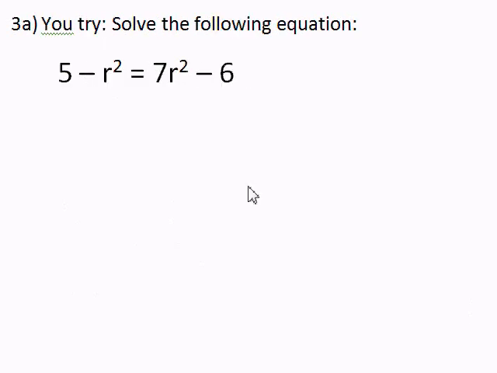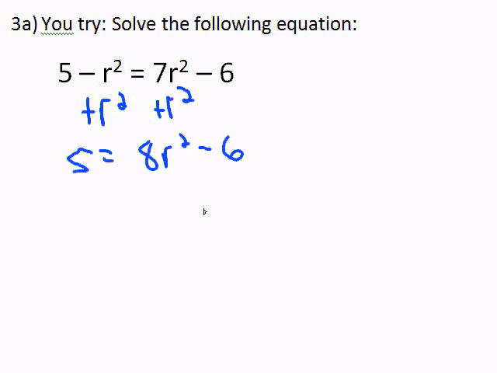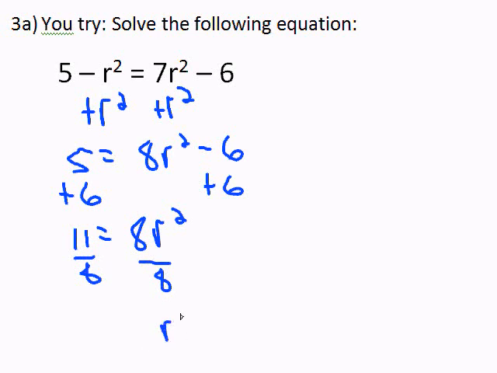Go ahead and try this example on your own, pressing pause and press play when you're ready to see the answer. For this one, I would choose to, you could do it differently, I would choose to get rid of the minus r squared by adding r squared to both sides. That gives me 5 is equal to 8r squared minus 6. Get r squared by itself by adding 6 to both sides, giving us 11 is equal to 8r squared. And then go ahead and divide both sides by 8, giving us r squared is equal to 11 over 8.